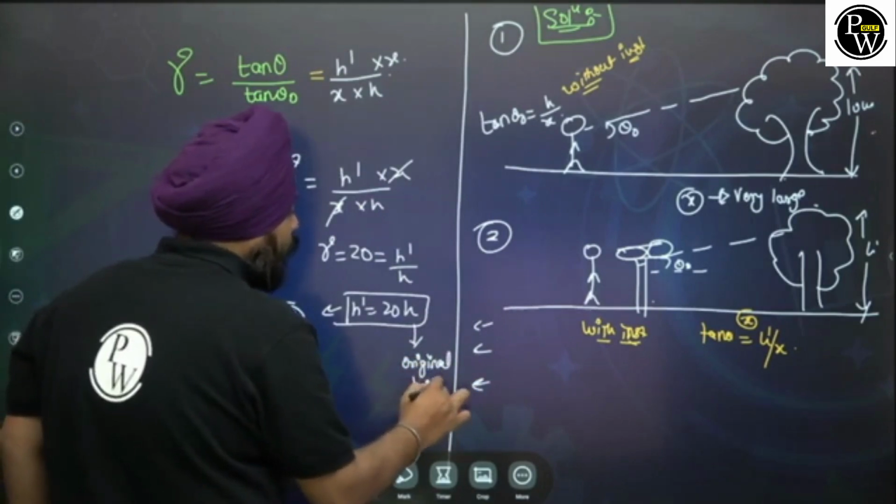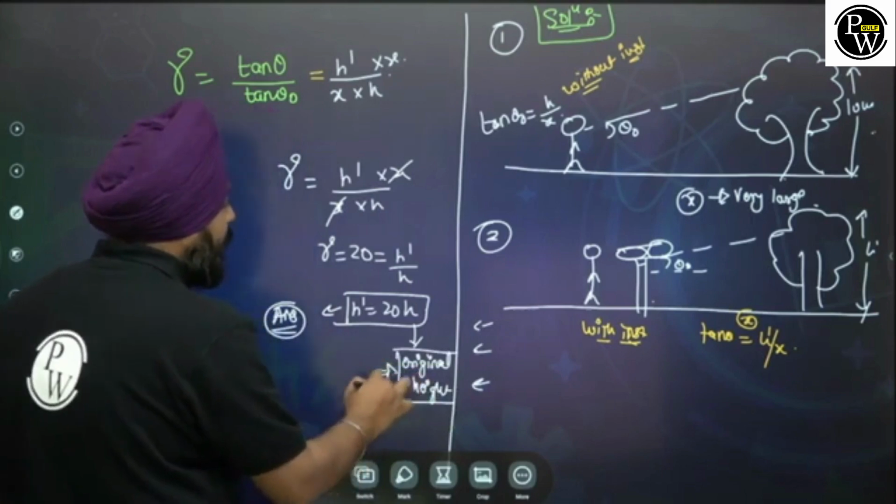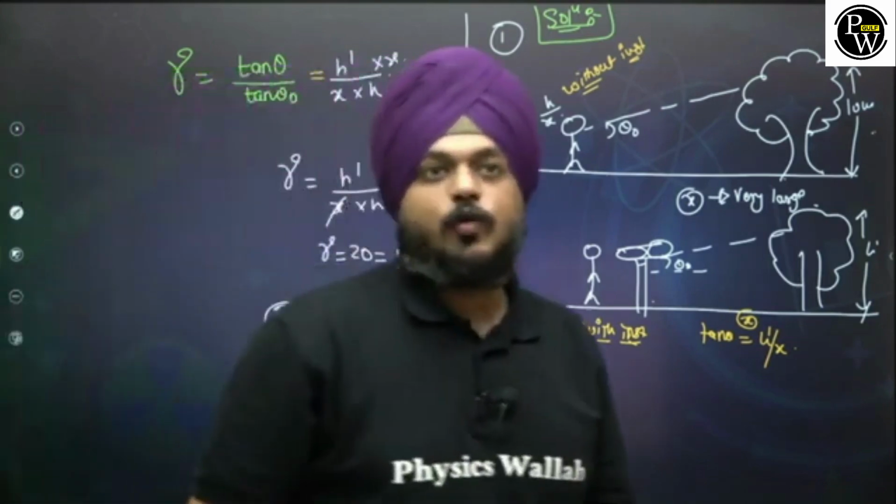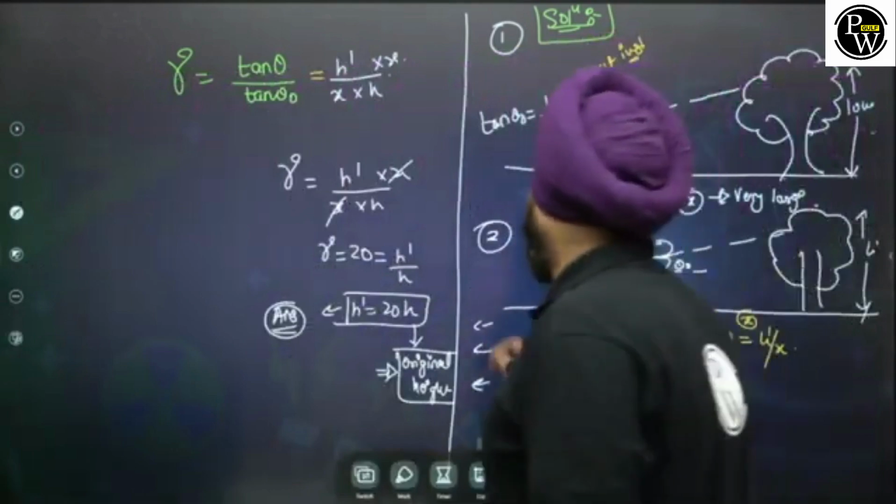The tree appears to be 20 times taller than its original height. The tree appears to be 20 times taller, right?